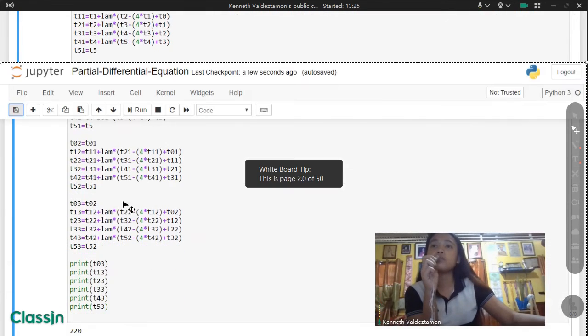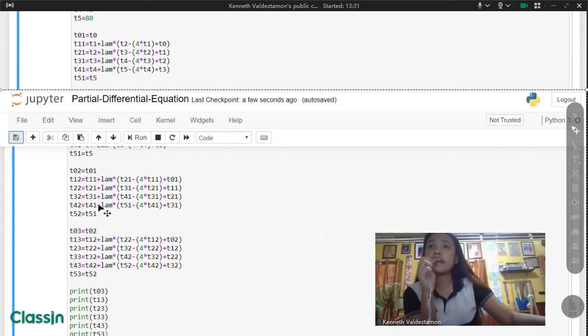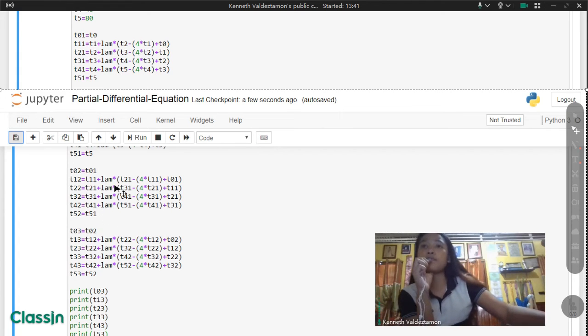So, now, magkukumpute tayo ngayon ulit. So, maglalam tayo ulit dito. So, 12, 22, 32, 42, 52 na naman. So, is equal to T11, T21, T31, T41, and T51. So, plus lam lang tayo times T21 minus 4 times T11 plus T01. So, tandaan natin T01, T11, 21, 31.